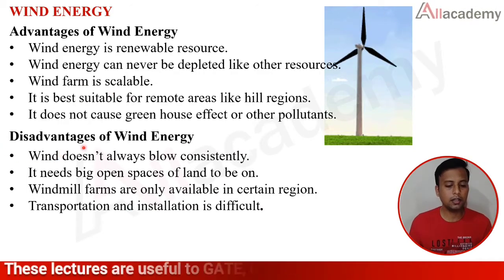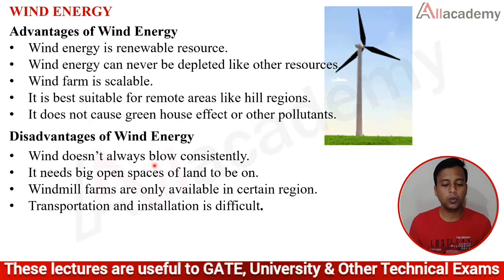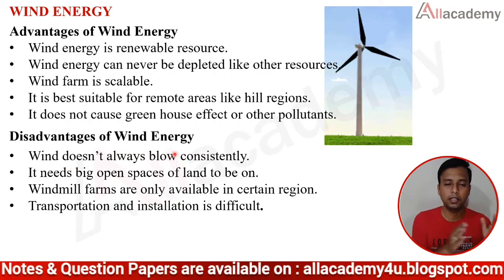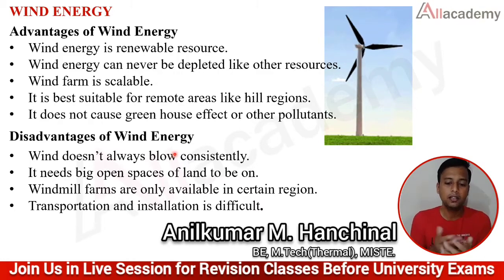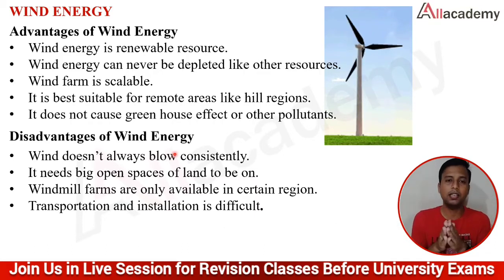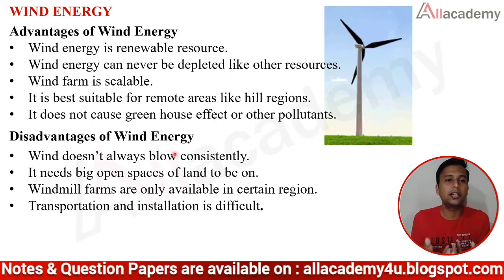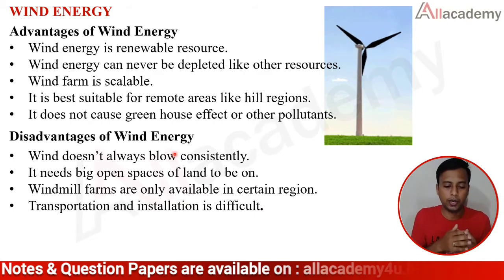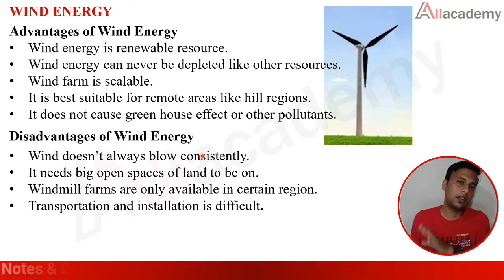Now the disadvantages of wind energy, or the windmills: the wind does not blow consistently, which means it does not always blow continuously or at the same rate, so it will be very fluctuating. Sometimes, while traveling, you can see the windmills at rest, because they require some initial energy, so that if the speed is achieved, only then will these windmills rotate. So wind does not always blow consistently, which means constant, continuous power generation will not be there.